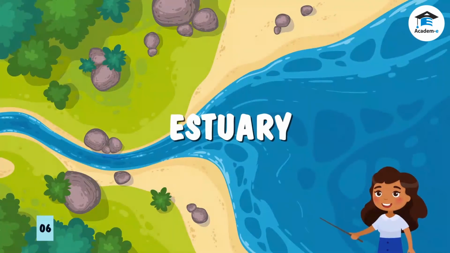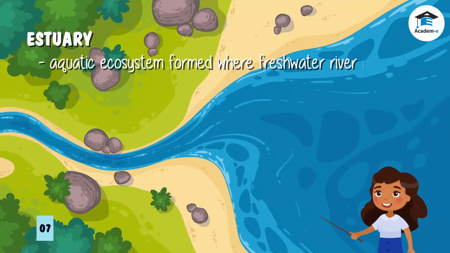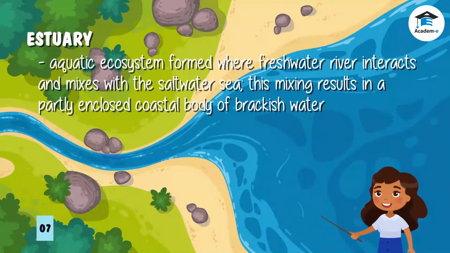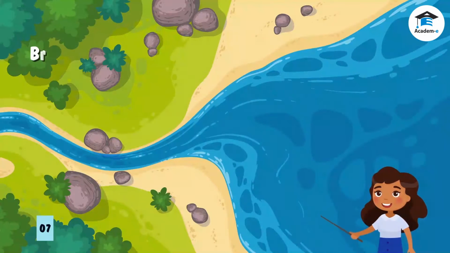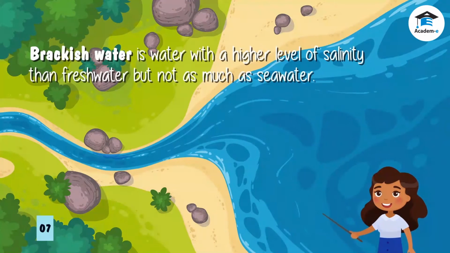Estuary. Ecosystem can be terrestrial or aquatic. An estuary is an aquatic ecosystem formed where freshwater river interacts and mixes with the saltwater sea. This mixing results in a partly enclosed coastal body of brackish water. Brackish water is water with a higher level of salinity than freshwater but not as much as seawater.